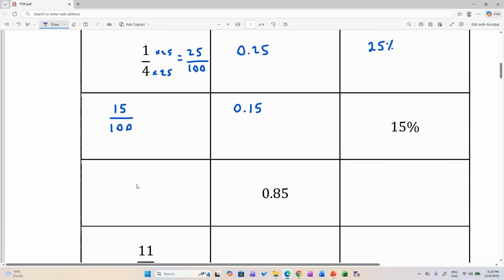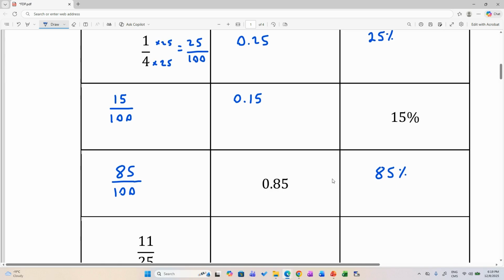Okay, now I got 0.85. This is simply going to be 85 over 100 because my smallest place value is in the hundredths place here. This is going to be 85% because I multiply this by 100 and add the percent sign.